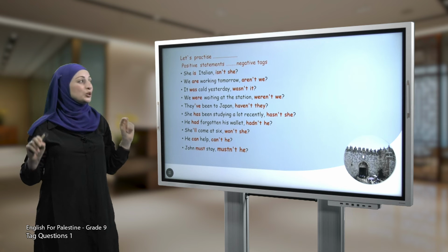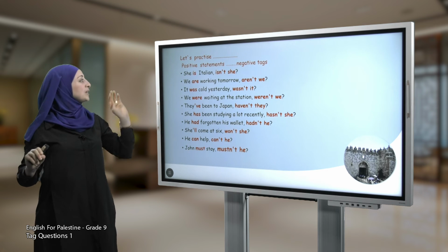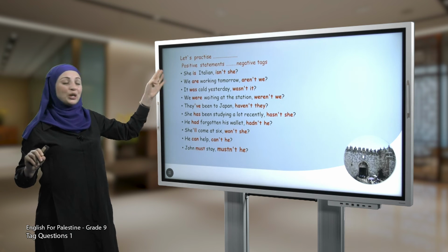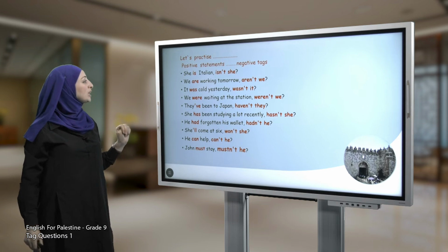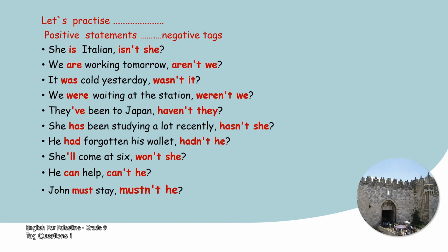Let's practice using negative tags here. The statements that I have here are positive. Number 1, she is Italian. Then the tag is isn't she. Number 2, we are working tomorrow, aren't we? It was cold yesterday, wasn't it? We were waiting at the station, weren't we? They have been to Japan, haven't they?